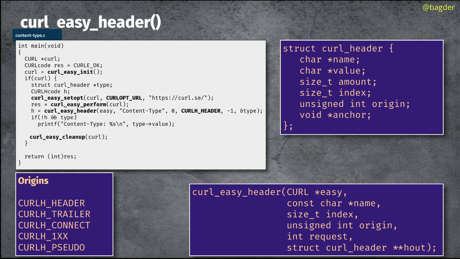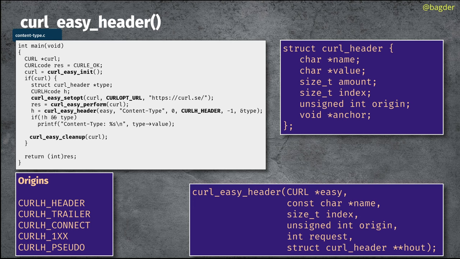They are prefixed with a colon, and they're special. So curl supports these 5 different origins of headers, so you can actually get headers from any one of these, or actually from all of them.